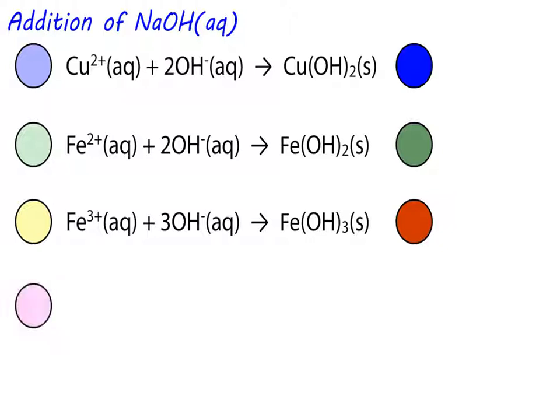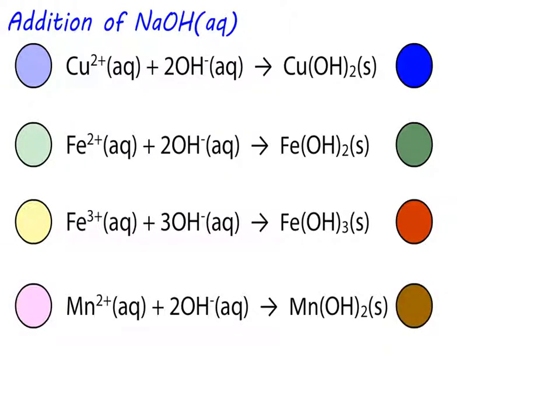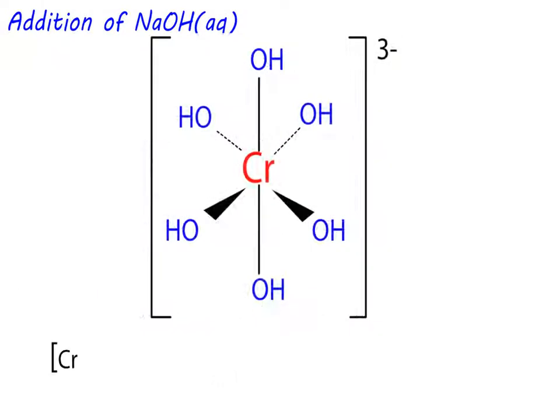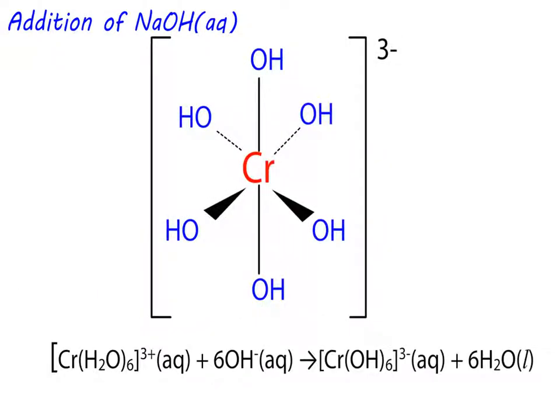Manganese 2 ions are pale pink in aqueous solution, but a brown precipitate of manganese 2 hydroxide is formed on the addition of sodium hydroxide. Chromium 3 plus ions in aqueous solution start off violet in colour and form a green precipitate of chromium 3 hydroxide. However, when further sodium hydroxide is added, the precipitate dissolves and a solution of this complex is formed.